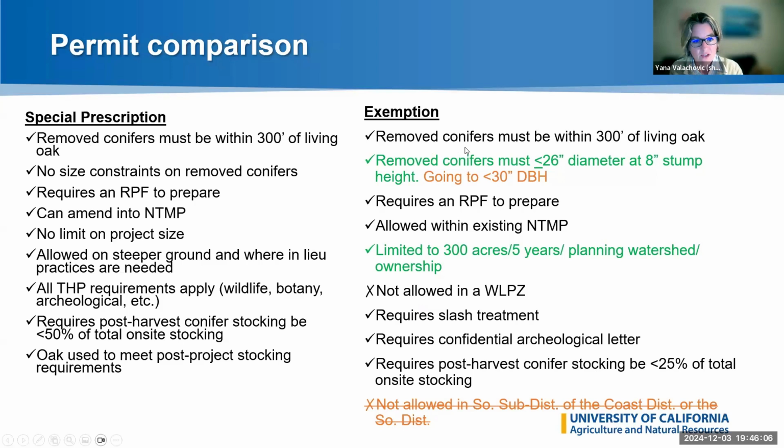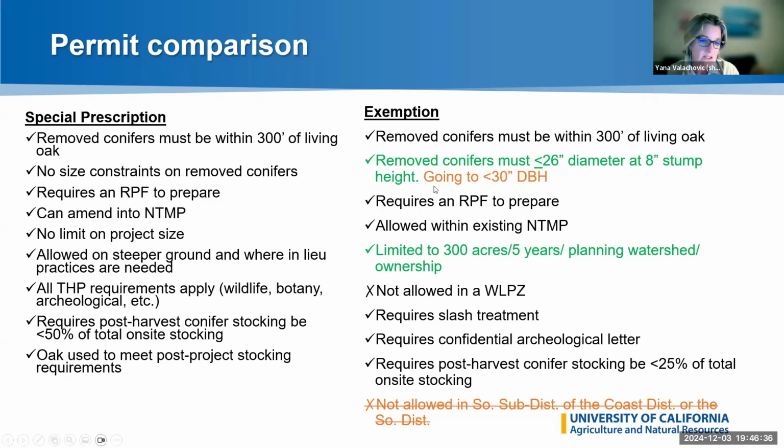So conifers need to be within 300 feet of a living oak tree. It needs to be an oak stand. The items in green are where we've been, and we anticipate by the end of this next year, this will be officially codified. It went forward as emergency regulation, so you should be able to start to use this pretty soon. So the limit has been less than 26 inches at an 8-inch stump height. So that's, functionally, maybe a 22-inch tree.